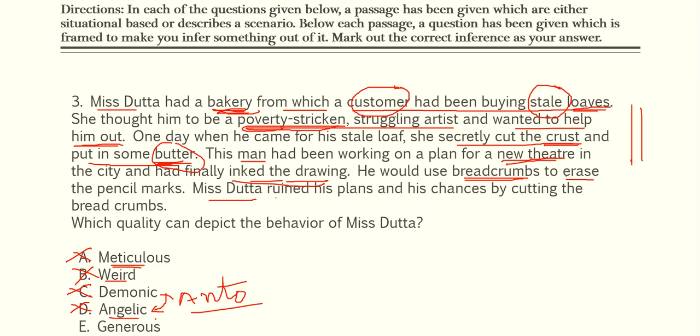Angelic actually means beautiful, innocent, right? Just like an angel. It is just the opposite of demonic. See, this can be a close option. Okay, now we are left with generous. Yes, generous will be my correct option. But angelic can be a close option, and people may get confused, right?